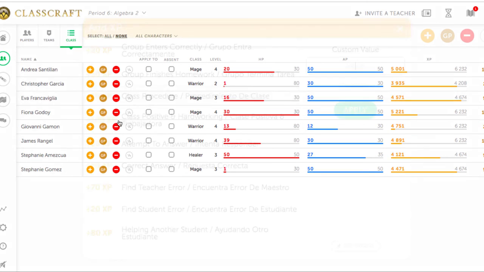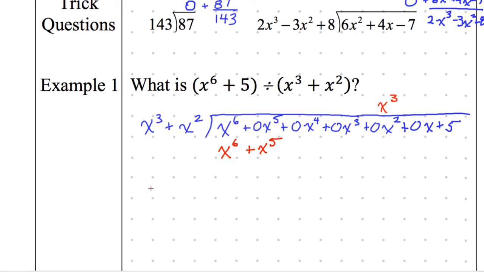So you get the points for catching your own error too. Boom, attempt and error. Tons of XP. Nice. All right, and what do I do next? Someone new. Fiona's already done this before. Someone new. Andrea, you subtract them. And when I subtract them, what do I get?